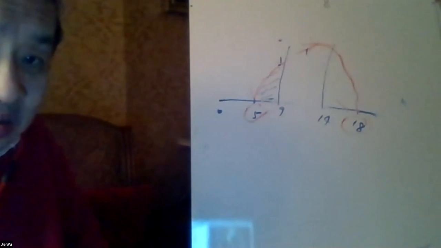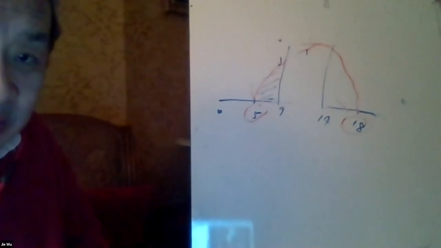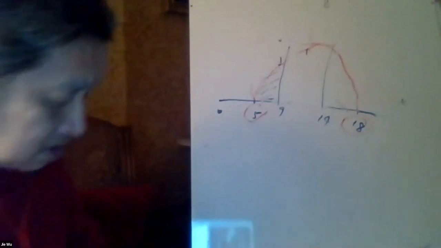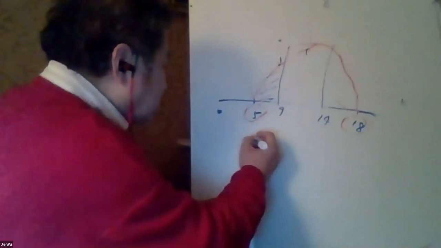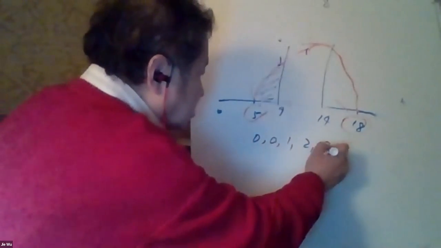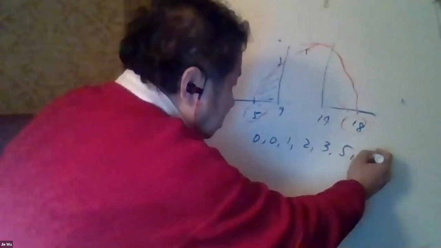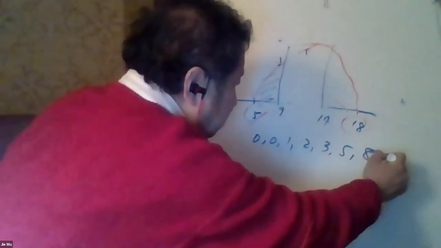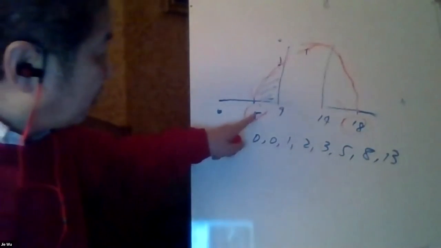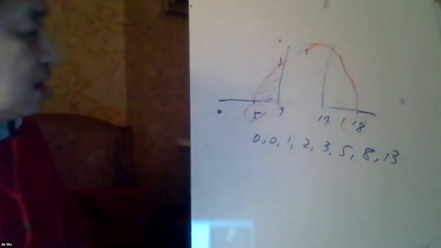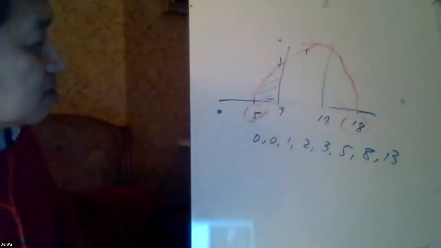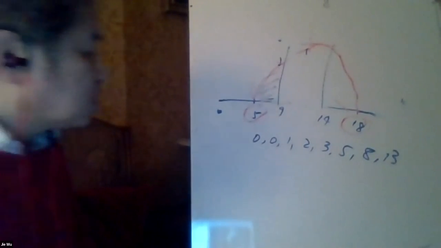It turned out the best sequence is the golden ratio. It's like a Fibonacci number sequence. So the Fibonacci numbers you probably know are 0, 1, 1, 2, 3, 5, 8, 13. So the reason I give you 5 and 8, if you shift the position, so it's 0 to 13, your best position is 8.